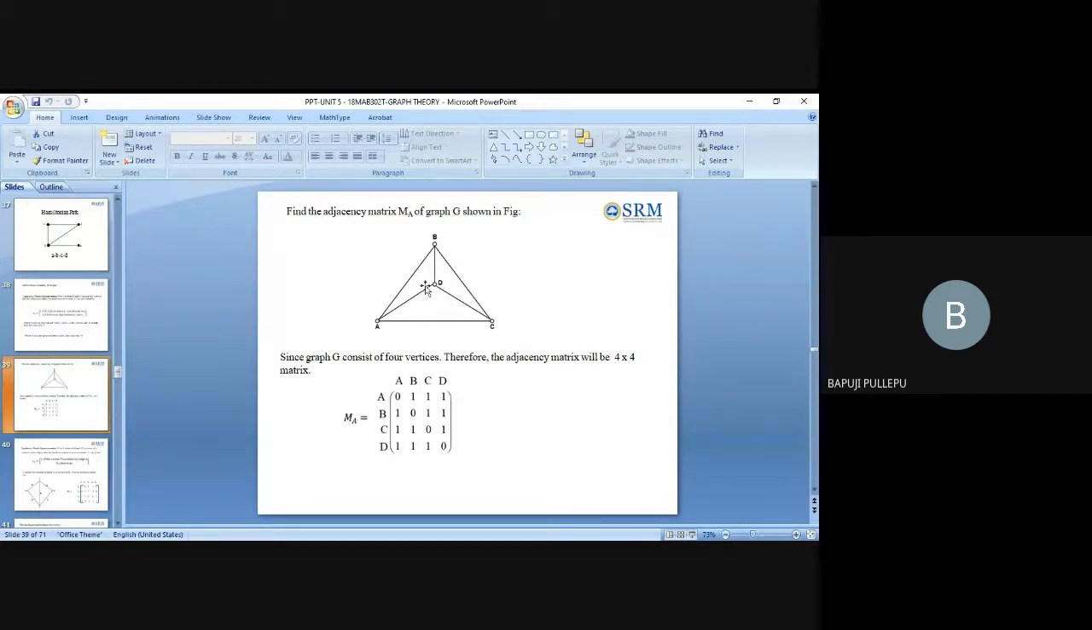Clear? Adjacency matrix means what? Vertices to vertices you can write. V1, V2, V3, V1, V2, V3. This vertices is there or not, you can see. Suppose this is vertex, vertex, vertex like this. Okay.